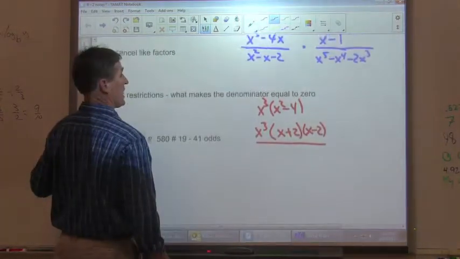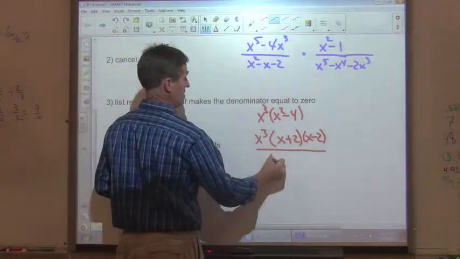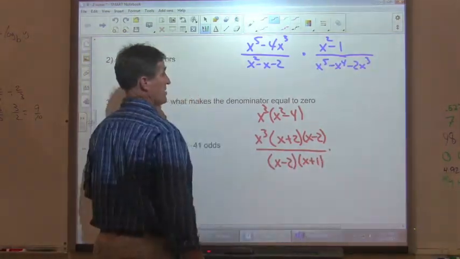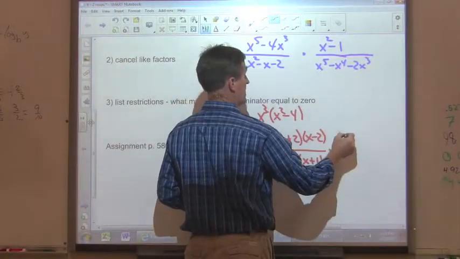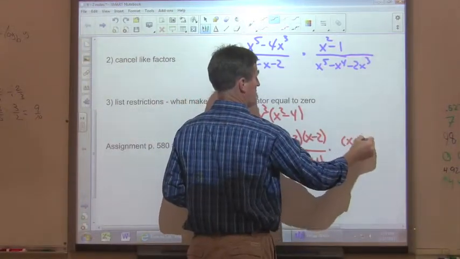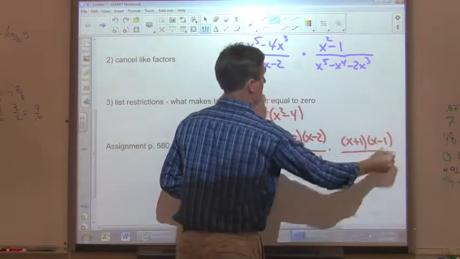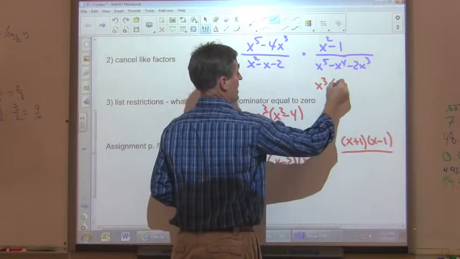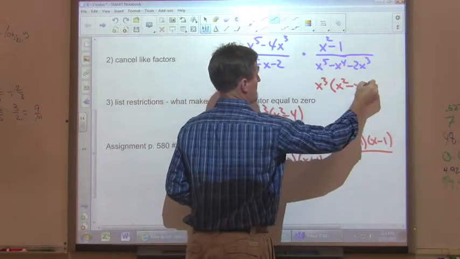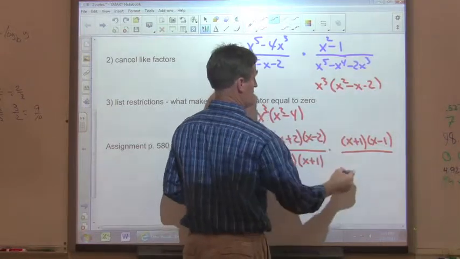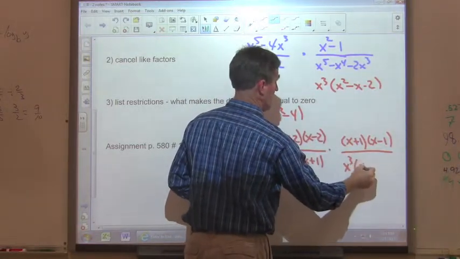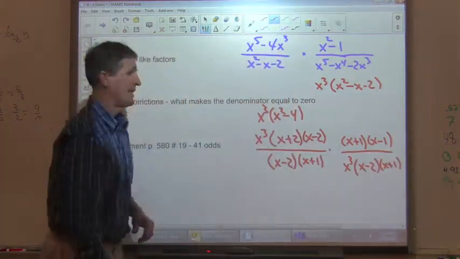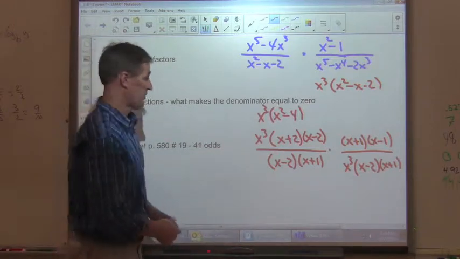So my numerator is now this. My denominator, that's x minus 2 and x plus 1, times, again, this is x squared minus 1. That's the difference of two squares again, which is x plus 1 and x minus 1. Here I can pull an x cubed out, and I get x squared minus x minus 2, which then factors. So I get x cubed, and then I get x minus 2, x plus 1. Again, if you need to use the x method on that, that's fine.